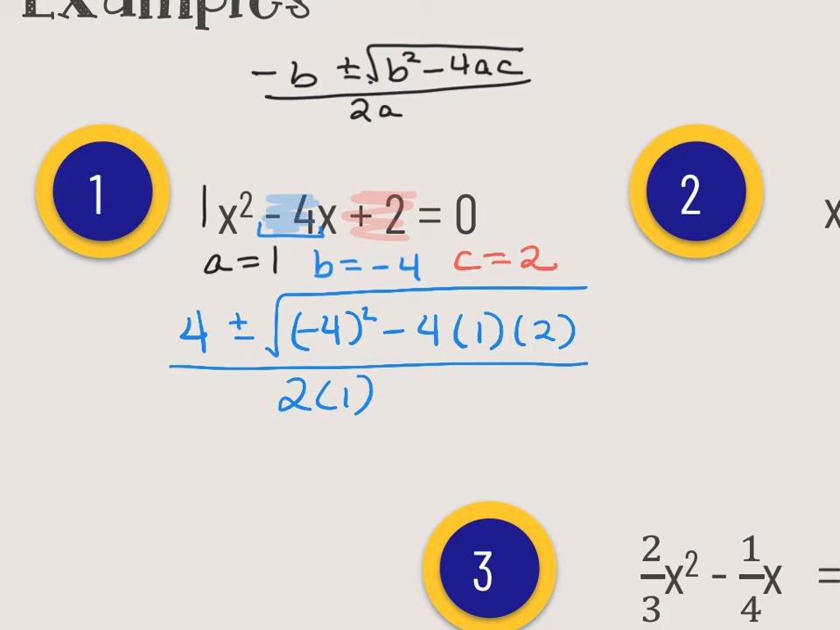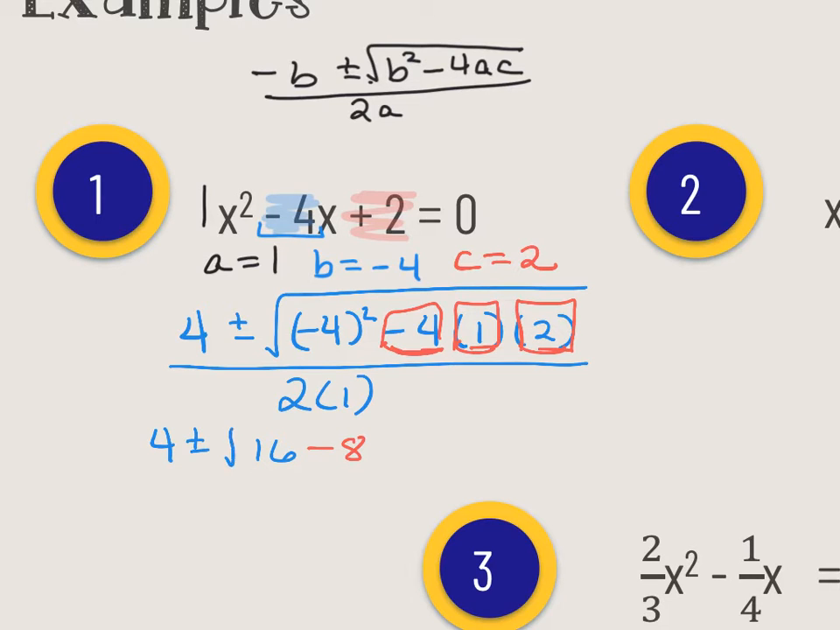I now need to simplify what's under the square root first. So 4 plus or minus, negative 4 squared is 16. And now the way that I do this is I treat this 4 as a negative 4 times a 1 times a 2. You could treat it as positive and put the sign in there as subtraction, but if you get a negative when you multiply, make sure you change it to positive. So it's easier for me to just say I'm multiplying negative 4 times positive 1 times positive 2, and that gives me a negative 8. And that's what I write there.